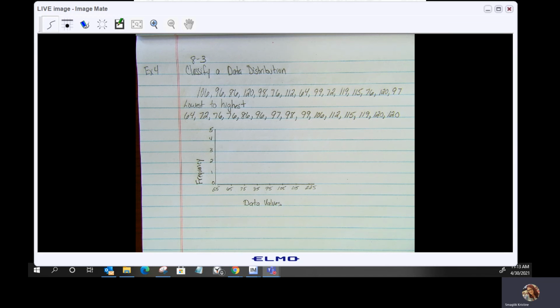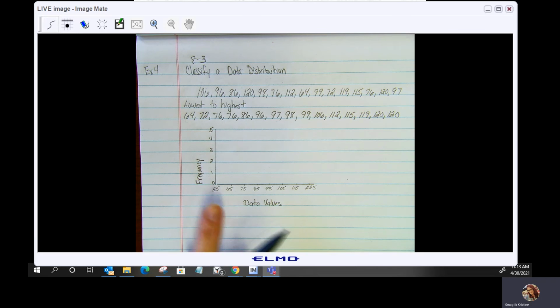We need to know the type of distribution so we know, is our measure of center going to be the mean, and our measure of spread standard deviation? That would go with a symmetric distribution. If we had a skewed distribution, we'd want to use our median as the measure of center and the IQR as the measure of spread.